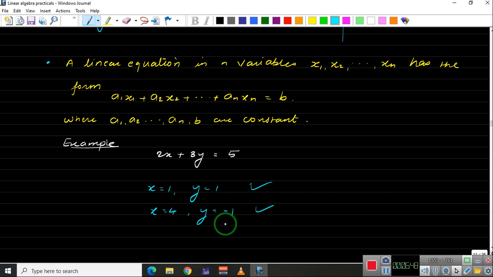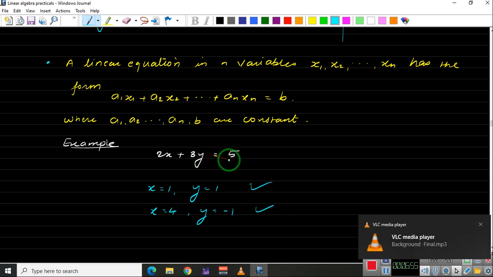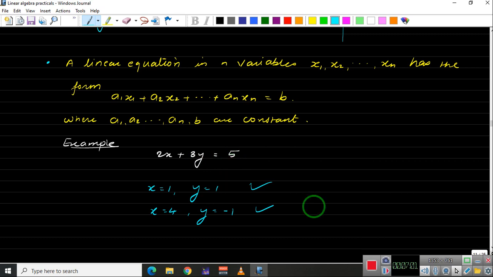And when you have the set of all the solutions of this equation, we say that this equation is solved. Right. So now, how to get the different solutions of this? One usual method is to get the parameterization.